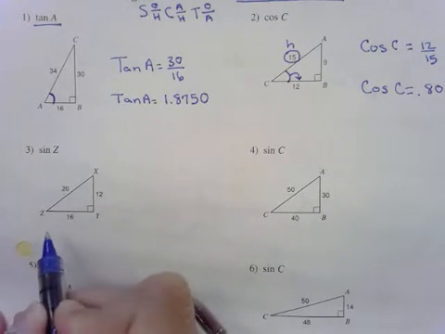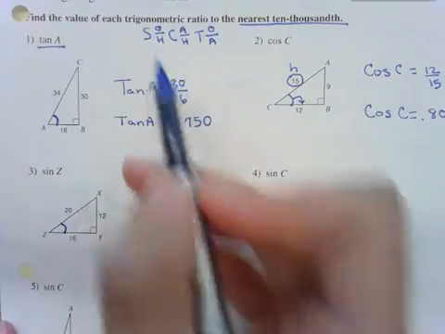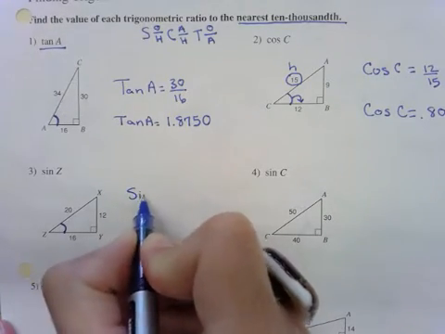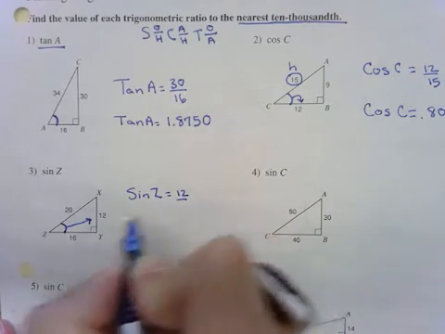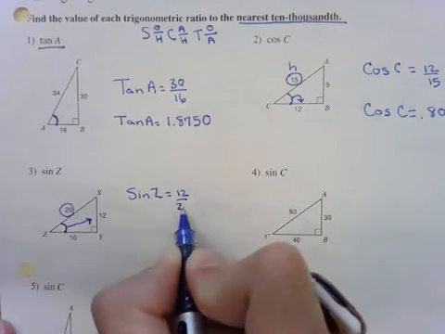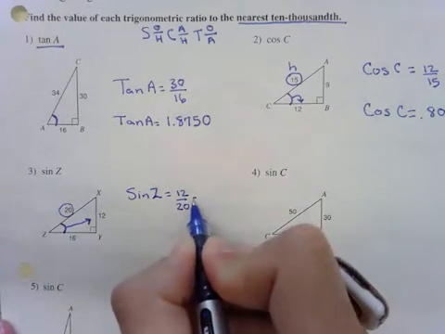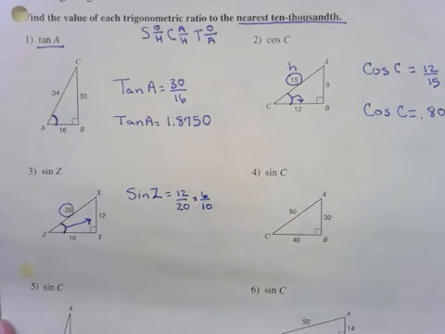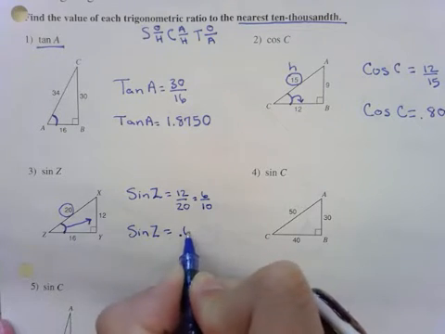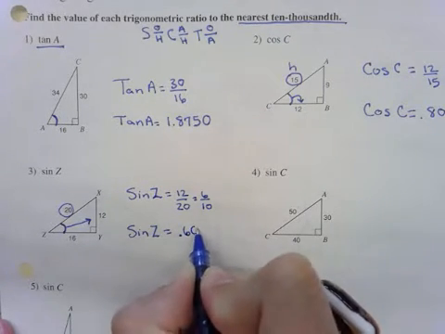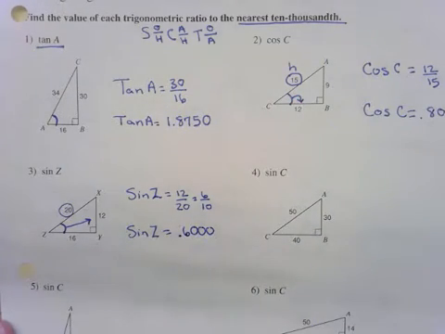So the sine of Z. Again, here's Z. Sine means opposite over hypotenuse. So the sine of Z equals the opposite leg over the hypotenuse, which is 20. And do we need to do that in our calculator? This is also 6/10. Agreed? So the sine of Z equals 6/10, and I write that as 0.6 or 6/10. And because it asks for the 10,000ths up here in the question, I want a 10,000ths digit.